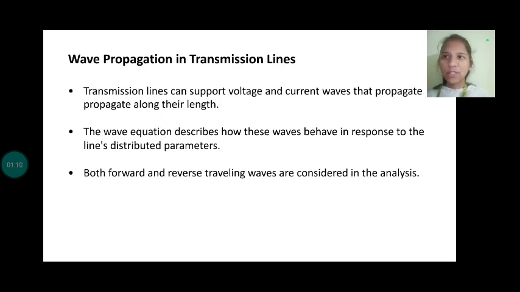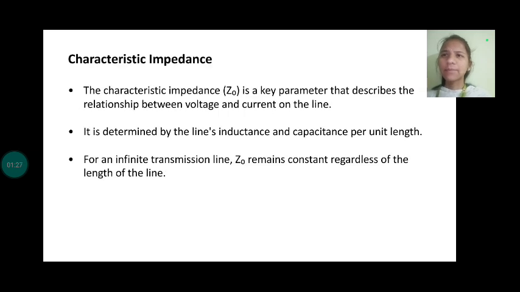Wave propagation in transmission line. Transmission lines can support voltage and current waves that propagate along their length. The wave equation describes how these waves behave in response to the line's distributed parameters. Both forward and reverse traveling waves are considered in the analysis.